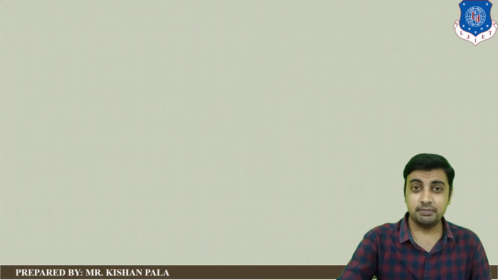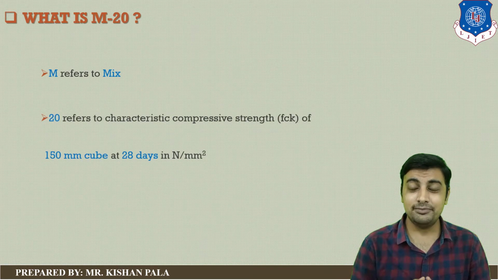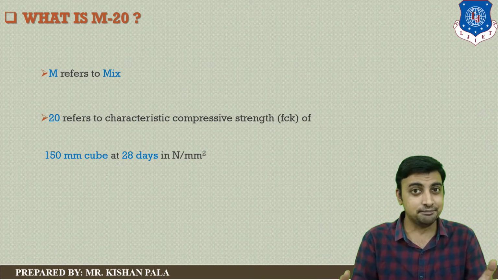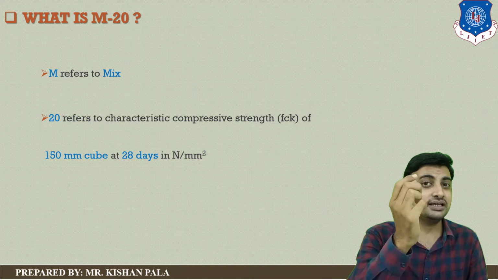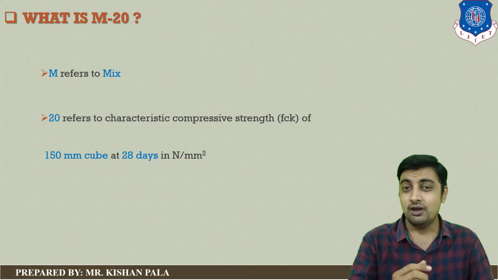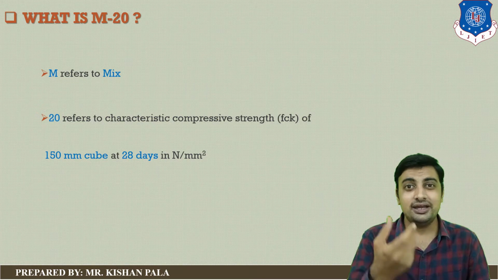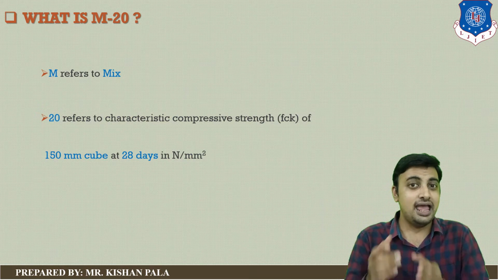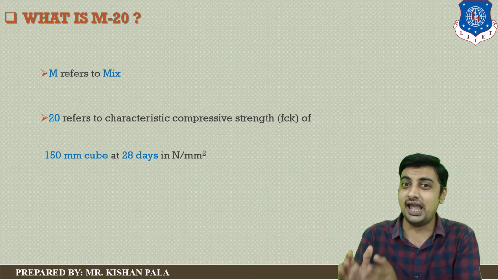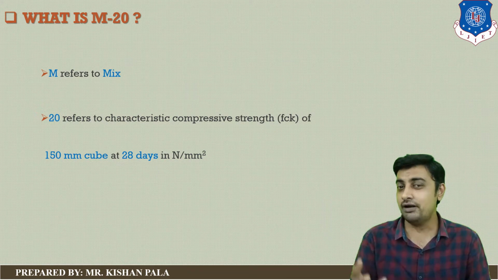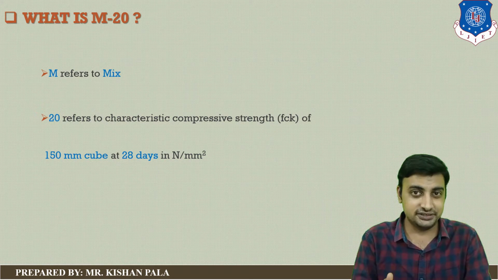So let us discuss the symbol M20. A question might arise: what is M and what is 20? M refers to mix, and the numerical value 20 indicates 20 Newton per mm square of minimum compressive strength at the end of 28 days with a 150 mm by 150 mm by 150 mm cube.